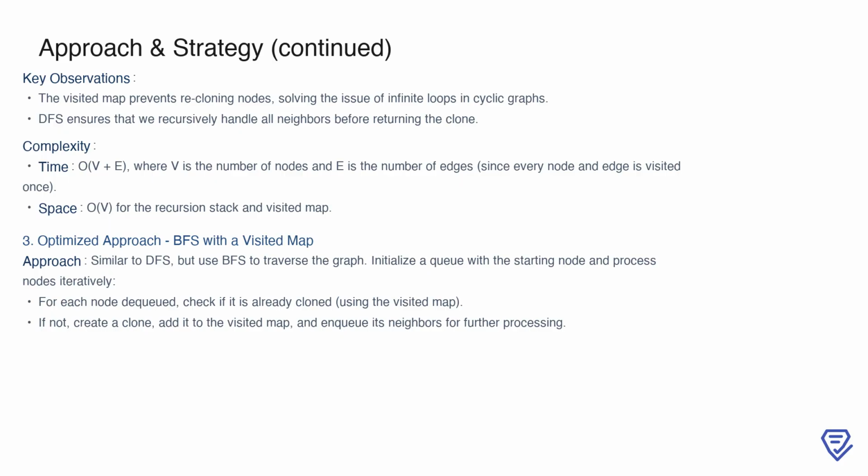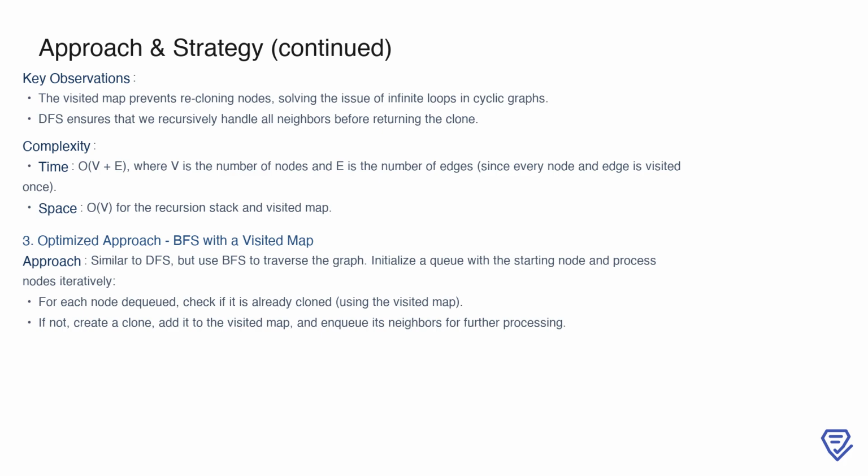The time complexity is O(V + E), where V represents the number of nodes and E represents the number of edges, as we visit each node and edge exactly once. The space complexity is O(V), which accounts for the recursion stack and the visited map.